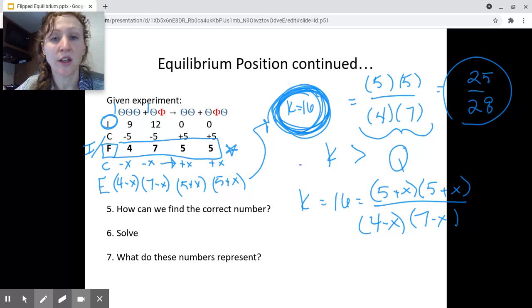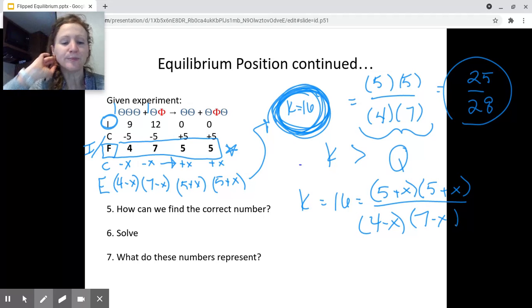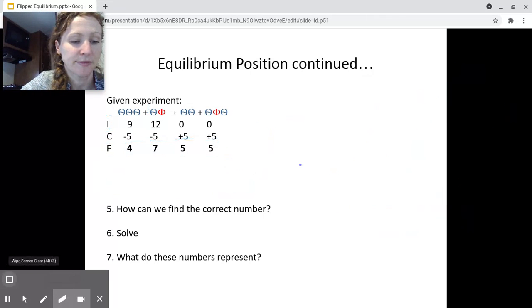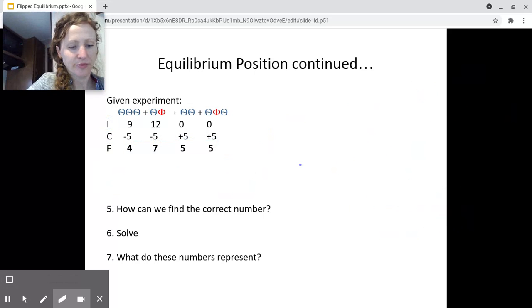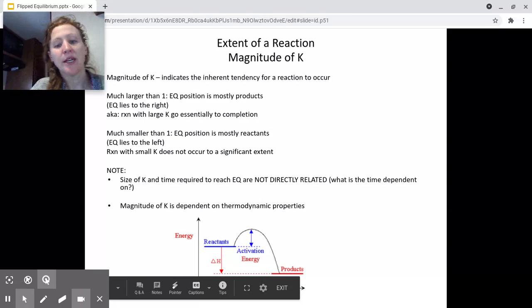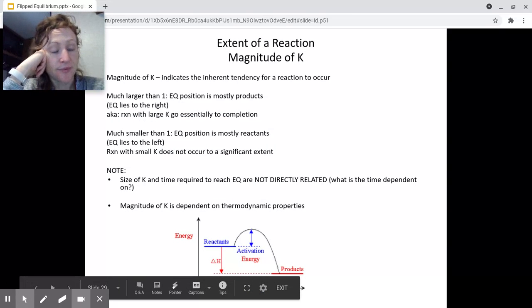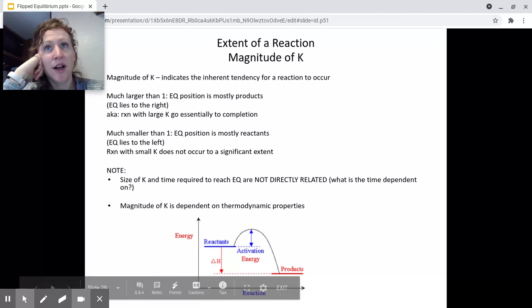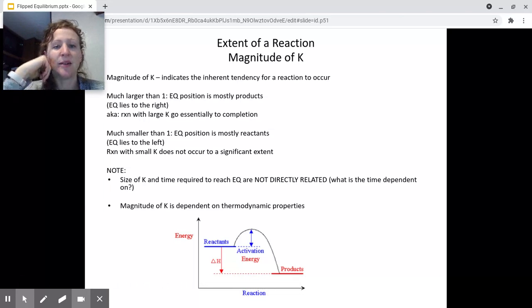We're going to walk it through from start to finish, but I want to work with K a little bit more before we actually have to do this. Okay, so let's work with K a little bit more before we get into using the variables. A little bit more about what K means.